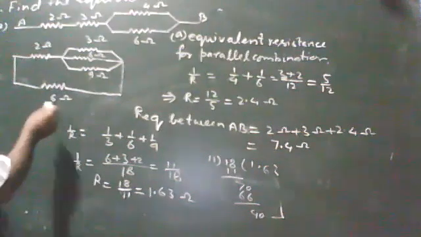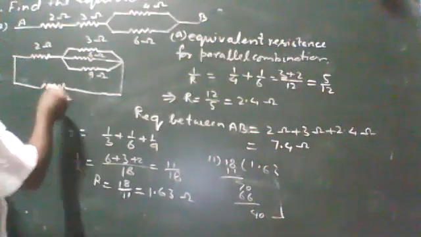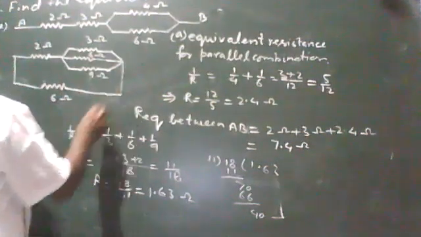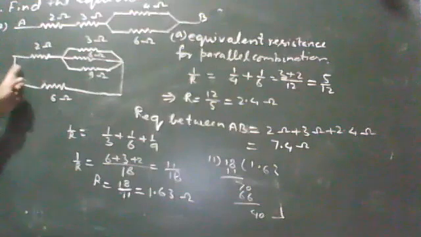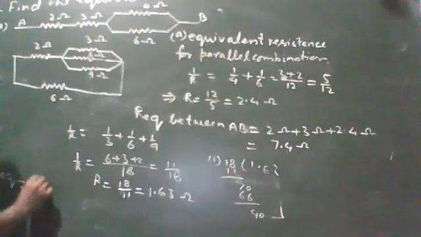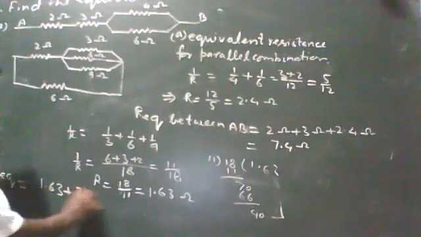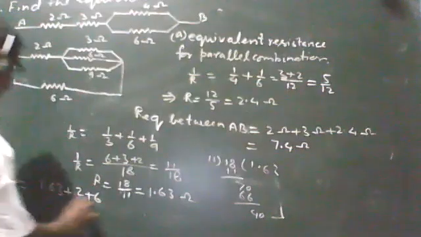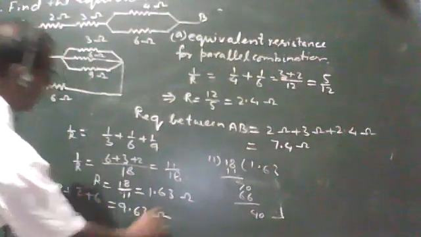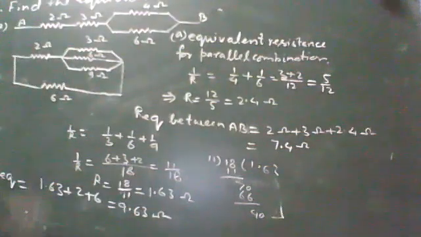And one more thing: equivalent resistance between A and B, not equivalent resistance of the circuit. Here you have to find the equivalent. R eq is equal to 1.63 plus 2 plus 6, which is 9.63 ohm. 9.63 ohm will be the result for this question.